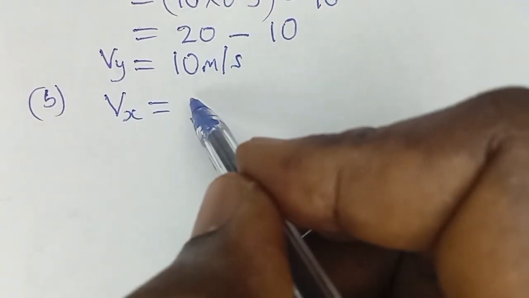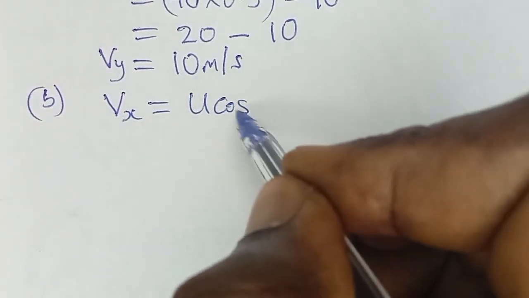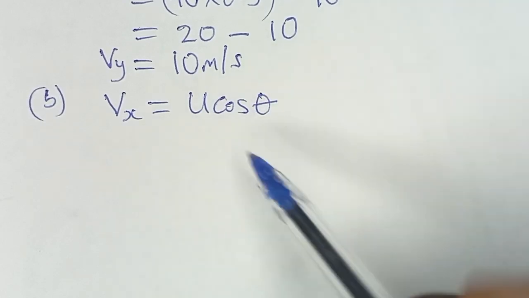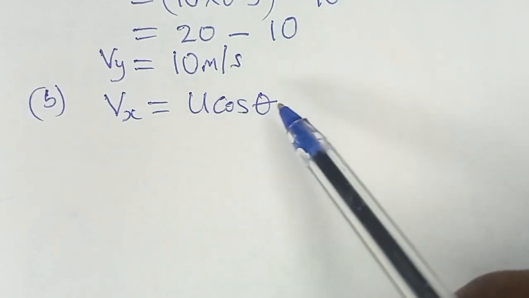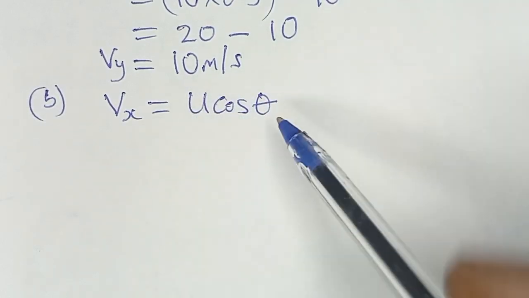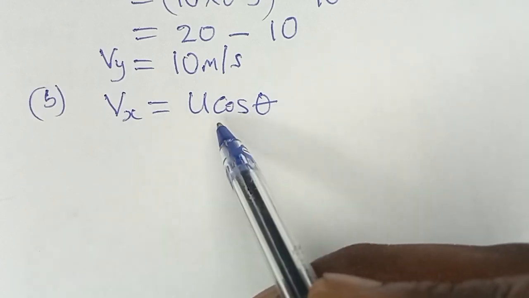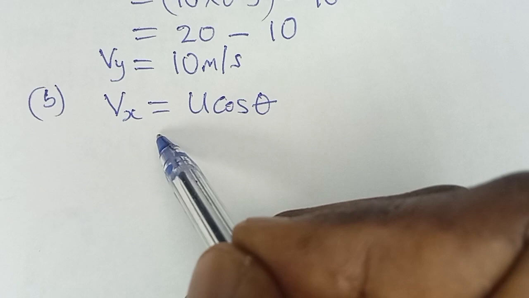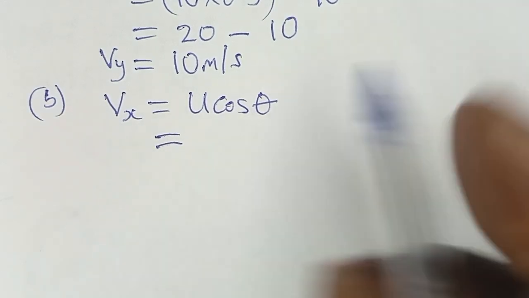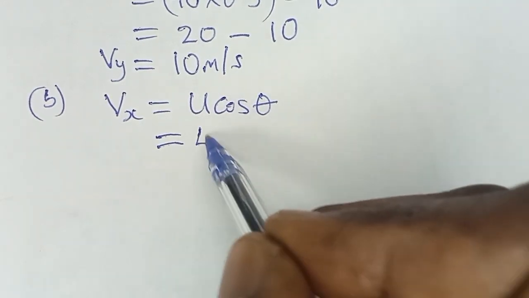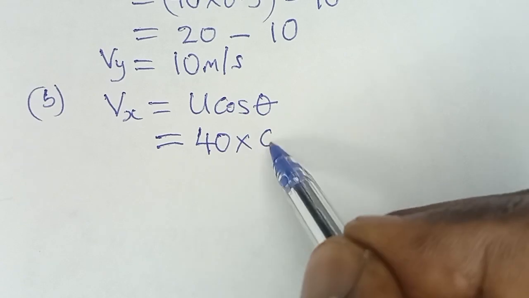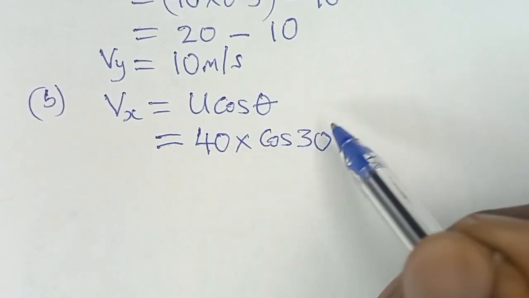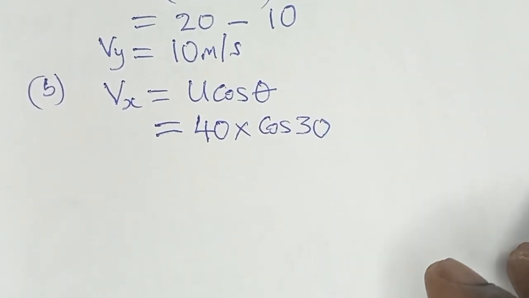It is simply given as U cos theta. So it does not depend on g, and time too does not affect it. So this is just the formula to get the horizontal velocity, which is constant throughout the motion. And that will be equal to U, which is 40, the initial velocity, times cos 30. The angle is 30 degrees.